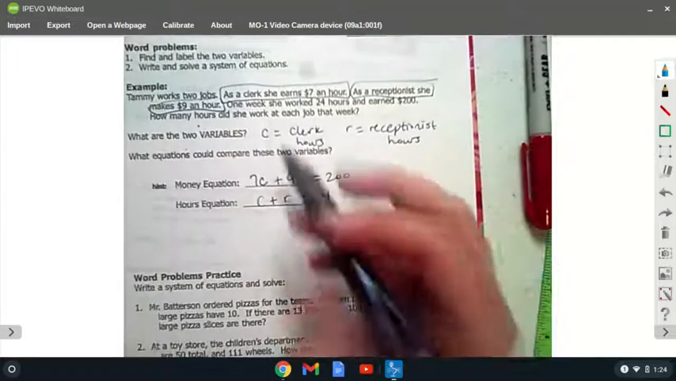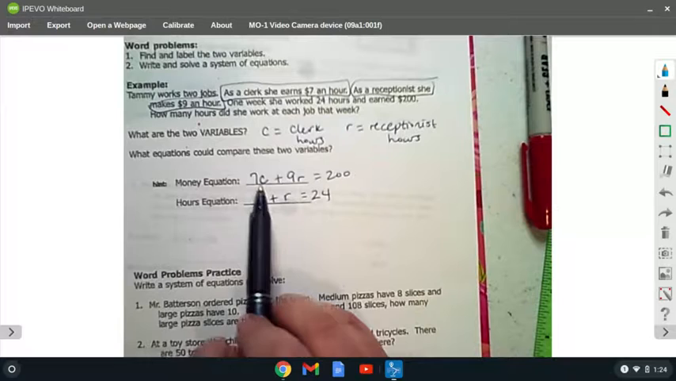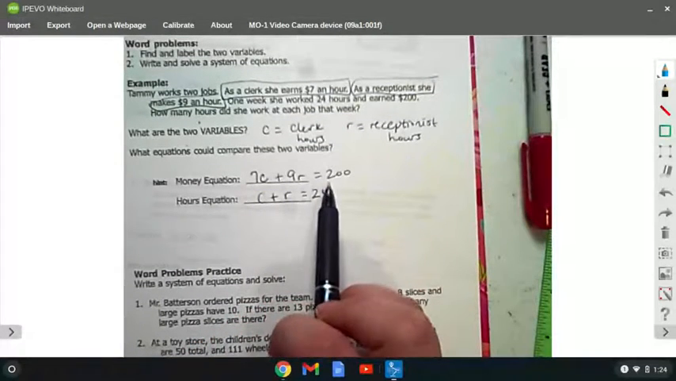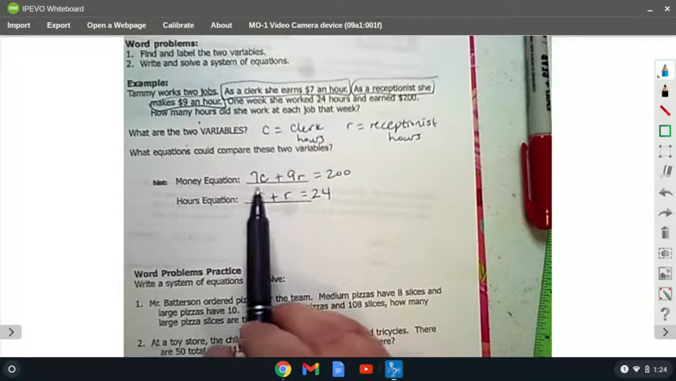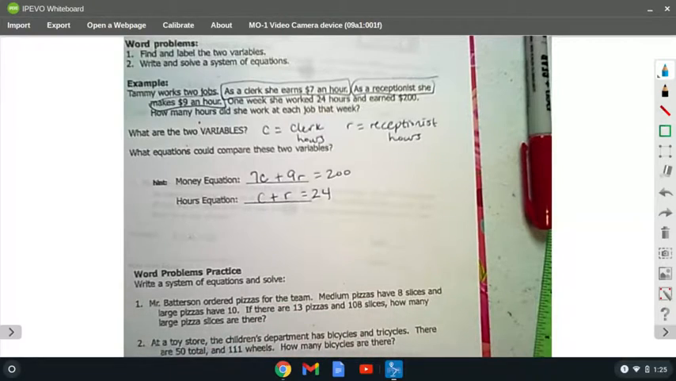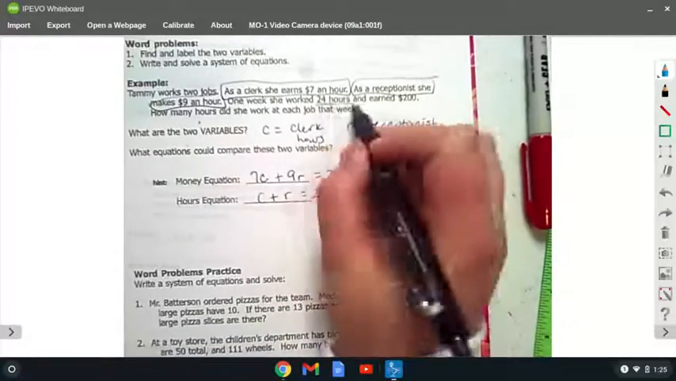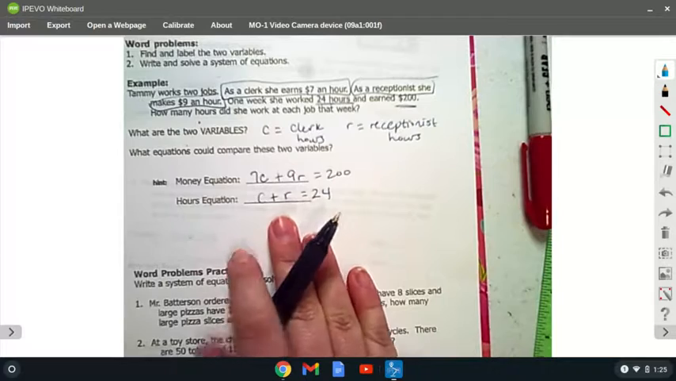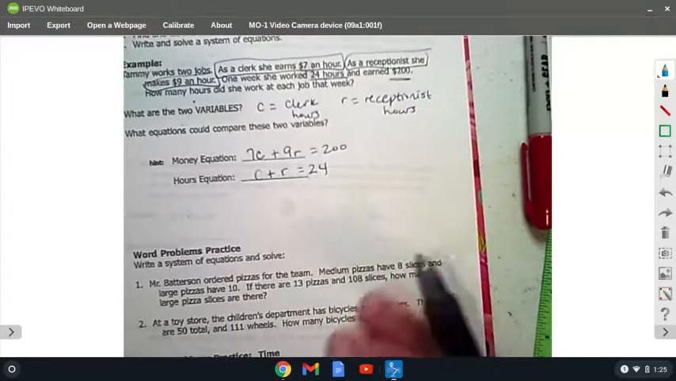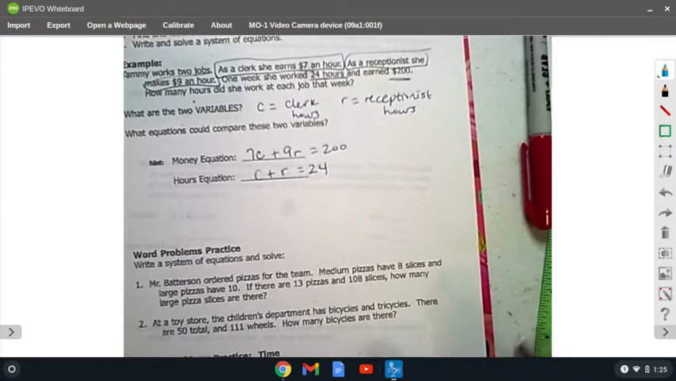This one is all about money, dollar signs. It's $7 per hour for this, $9 per hour for this. She made 200. Here, she's got hours as a clerk and hours as a receptionist together. She got 24 hours. So these are our two equations. Now we want to solve them. Just looking at these, I would probably go with either elimination or substitution.